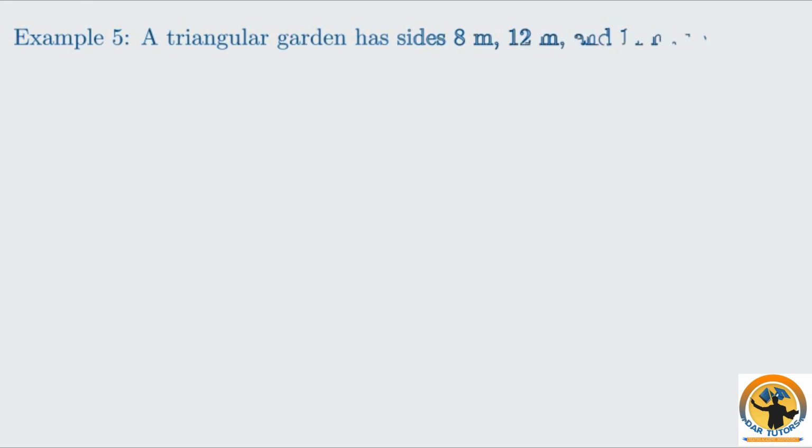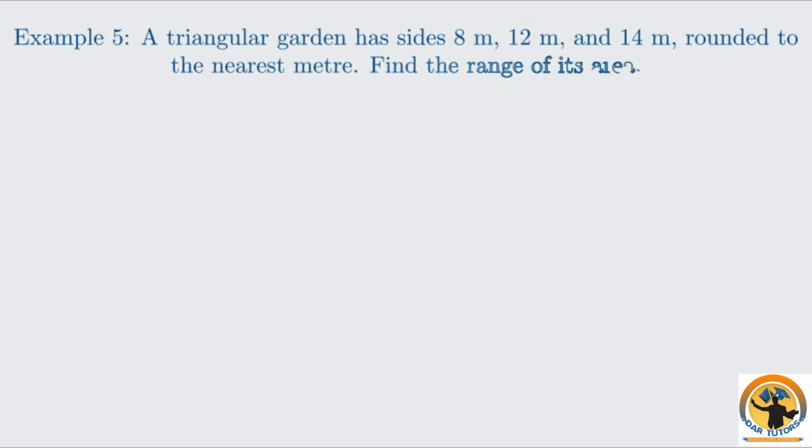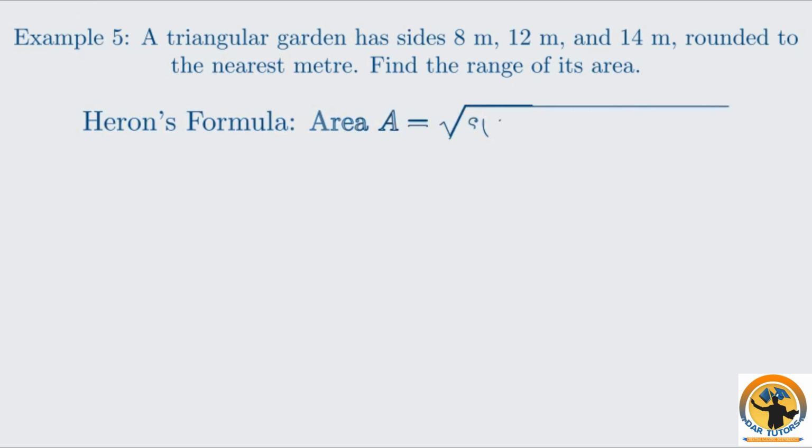This one combines a bit of geometry with error analysis. We have a triangular garden whose sides are measured as 8 meters, 12 meters, and 14 meters, all rounded to the nearest meter. We need to find the range of its possible area. The formula for the area of a triangle given its 3 sides is Heron's formula. Area equals the square root of s times s minus a times s minus b times s minus c. Here, a, b, and c are the side lengths, and s is the semi-perimeter, which is half of the total perimeter.